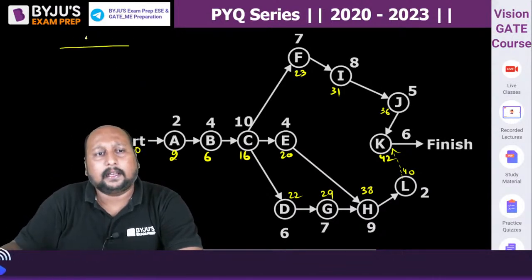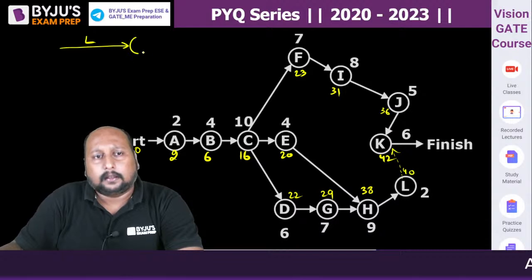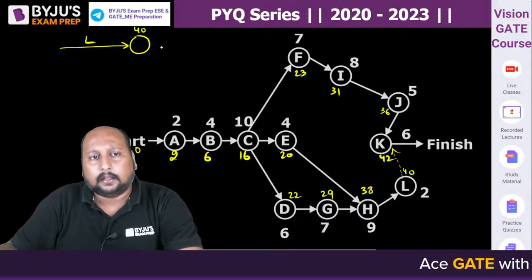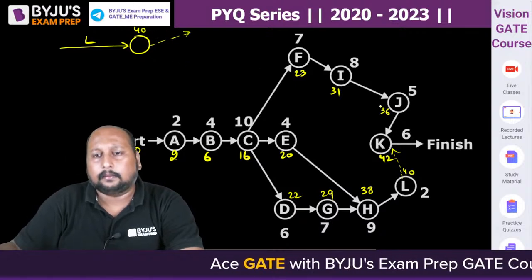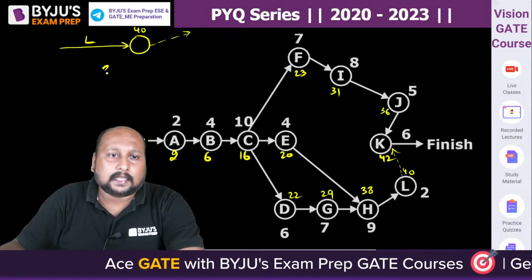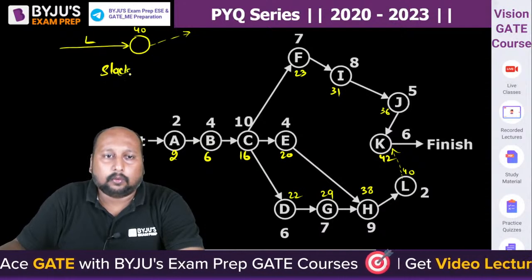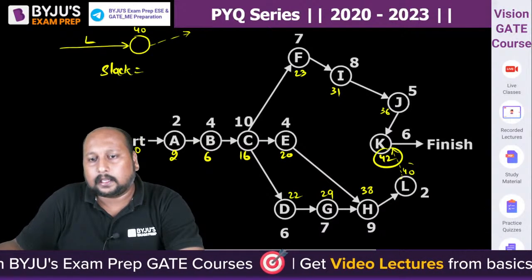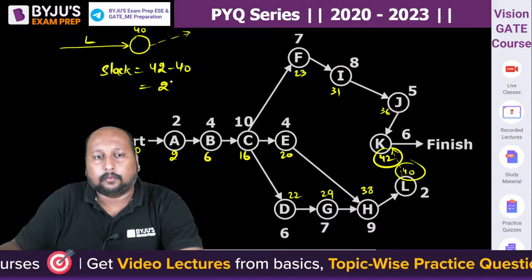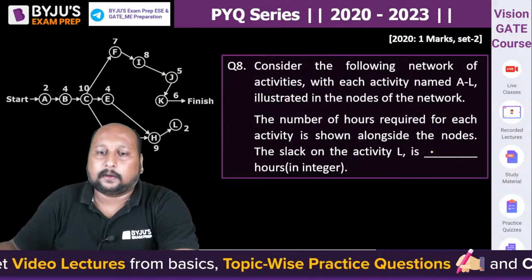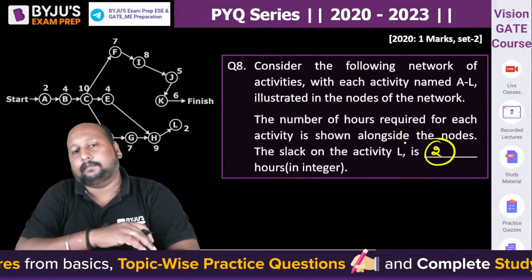This is activity L, and its event time has to be 40, and it is directly connected with the finish node. So I can say the slack will be equal to 42 minus 40, which is equal to 2. This is the slack of activity L.